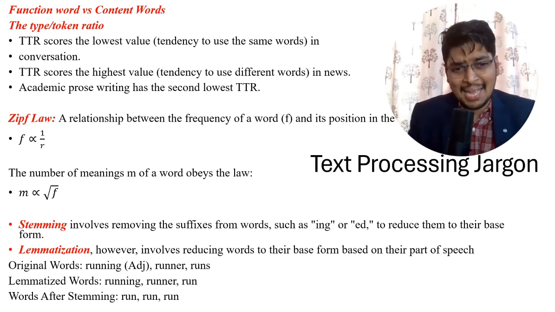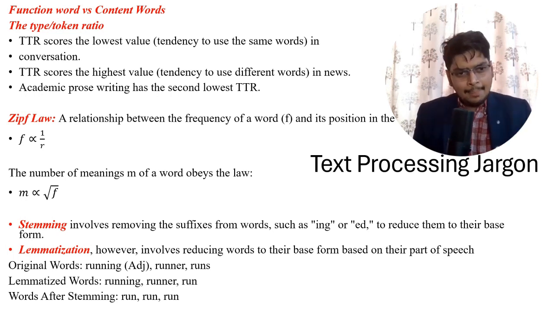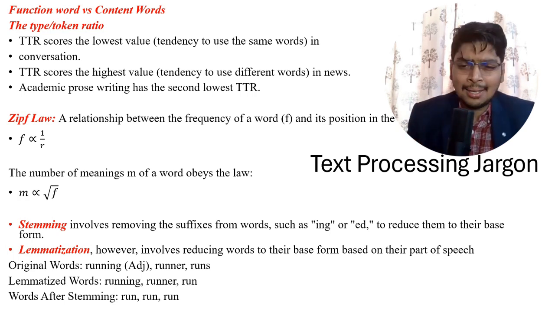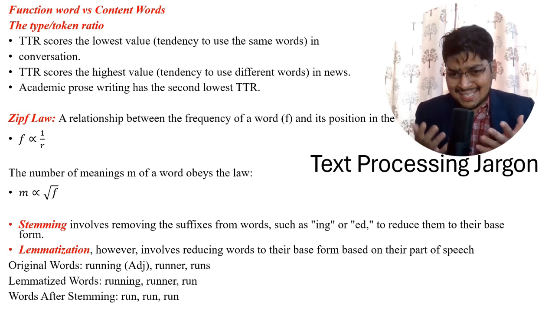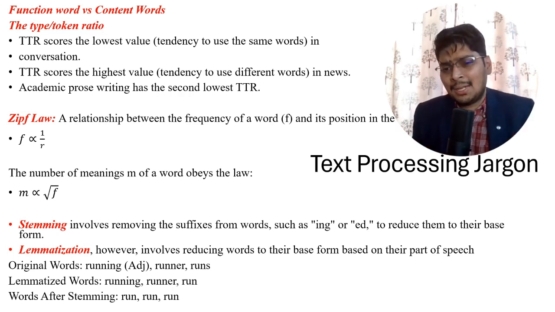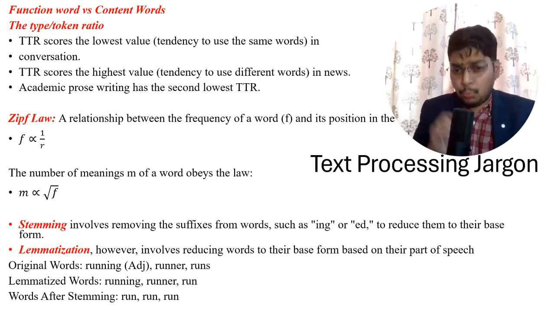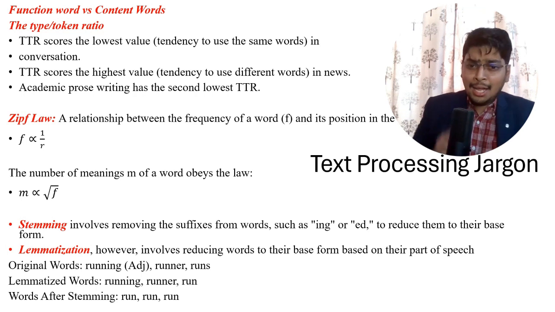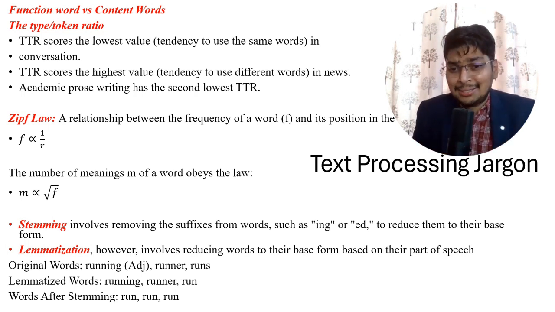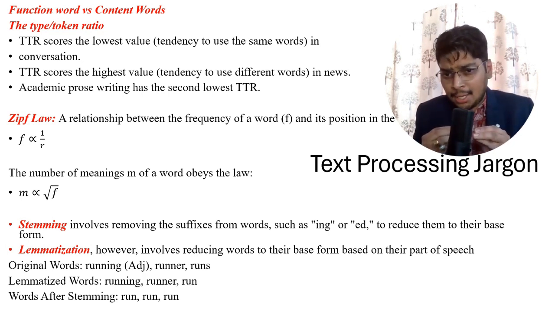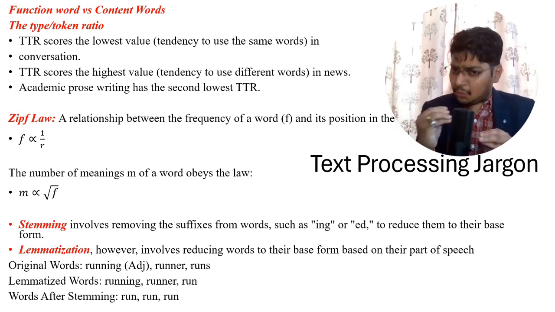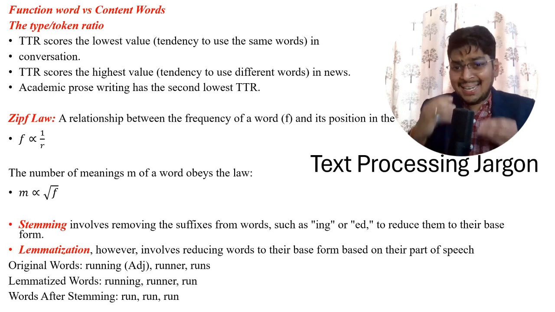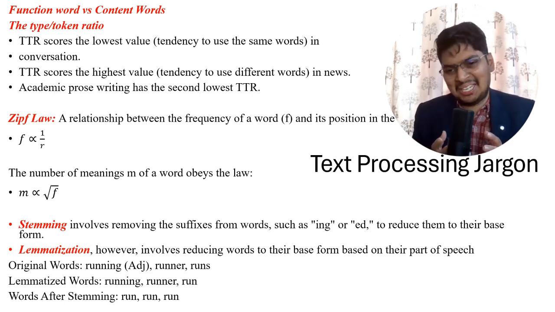Similarly, the number of meanings M of a word obeys the law: M is directly proportional to the root of the frequency. What is the meaning of this? The meaning of the word changes when it repeats again and again. For example, we just had an example with "will." Here, the word will is repeating again and again, but the context is changing, so the meaning changes every time. So the number of meanings M of a word obeys this law. If the frequency of the word is more, then it is bound to have multiple meanings, multiple connotative and denotative meanings.